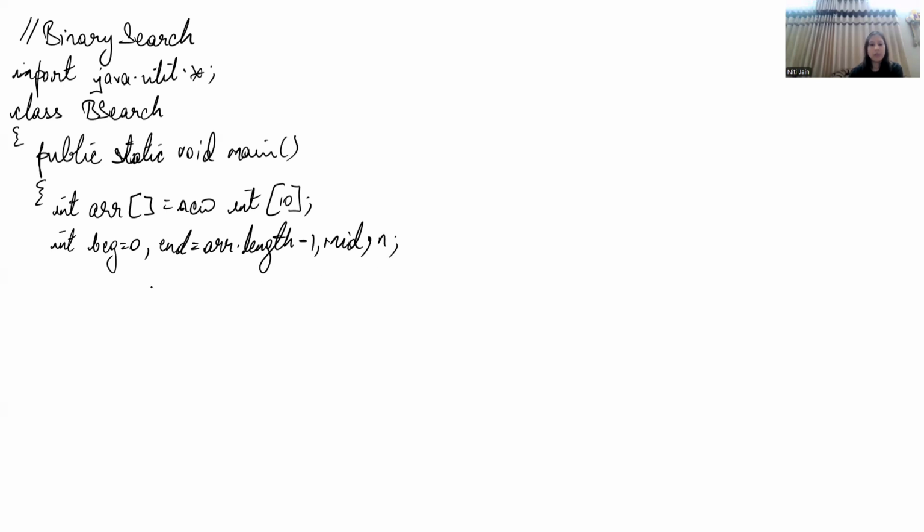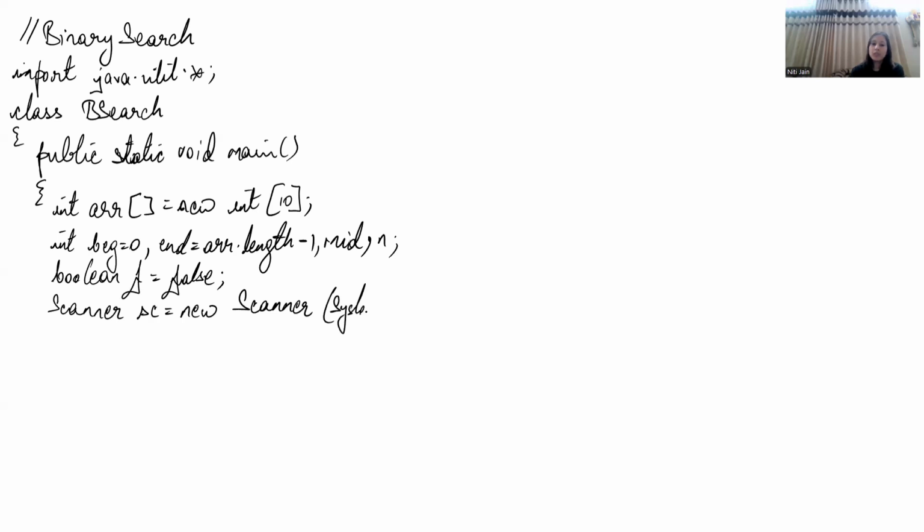And n. Okay. Now I'm also taking a Boolean variable f, which will help me in keeping track of whether I have located the value or not. Initially it is false because I have not yet located the value. Now the scanner class. The object of scanner is required because I am going to input the data. Scanner sc equals new Scanner(System.in), that is linking it with the keyboard.